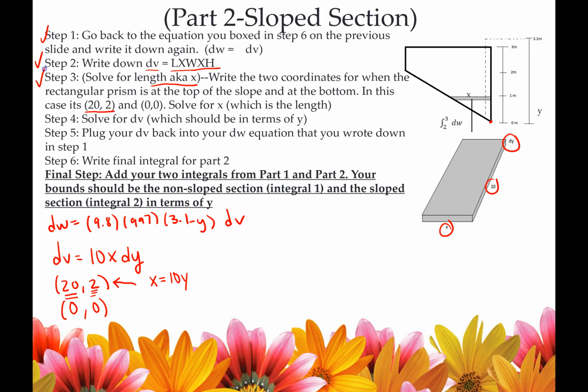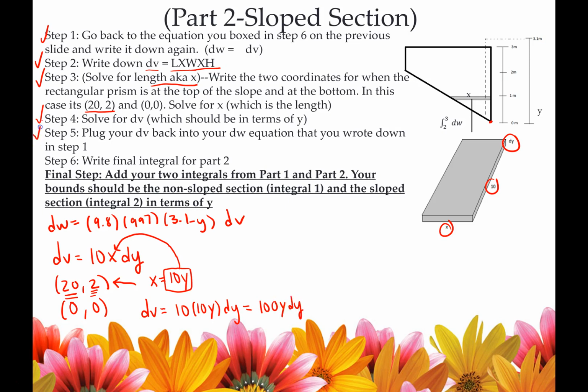So we're done with step 3. We've written our two coordinates. Now we have to solve for dV. So what I'm going to do is take my x right here and substitute it in. I can rewrite my dV as 10 times 10y dy, which is equal to 100y dy.